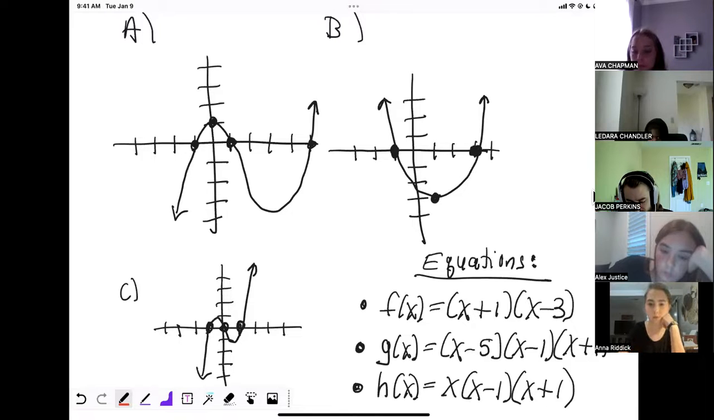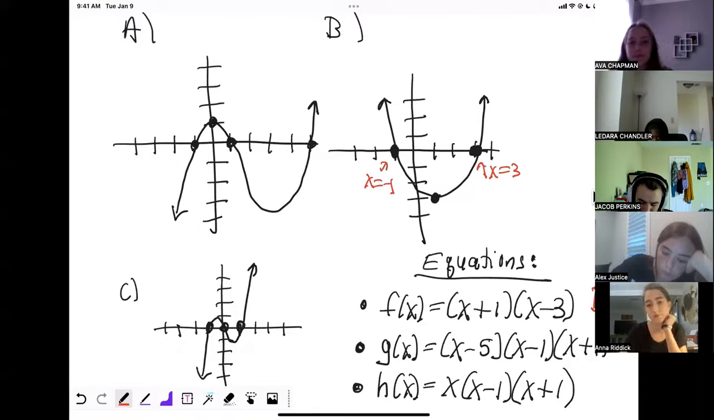Okay, you ready? The first one is B, because this is at x equals 3, and this is at x equals -1, and there's only two of them, two parentheses. Next one is A, and that's because this is at x equals 5, this is at x equals 1, and this is at x equals -1.